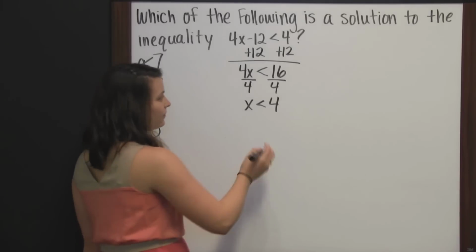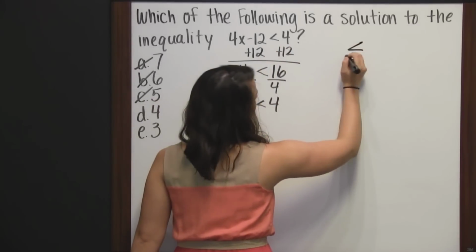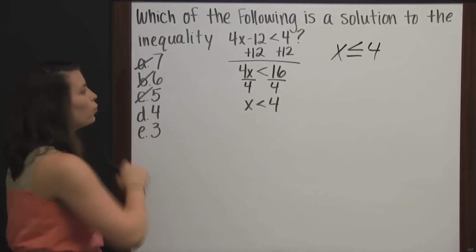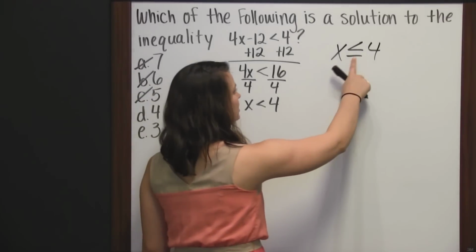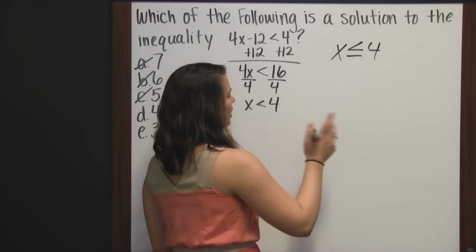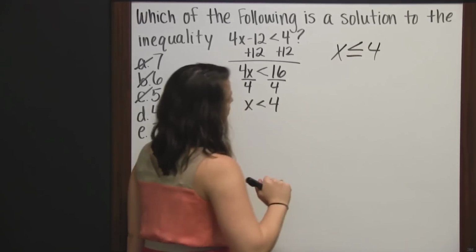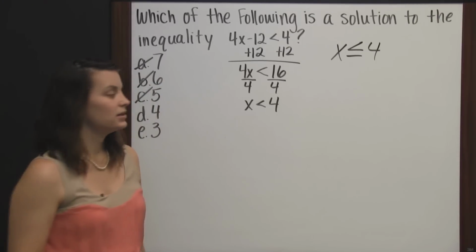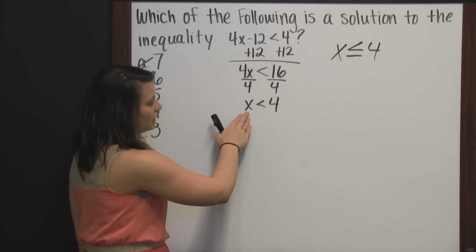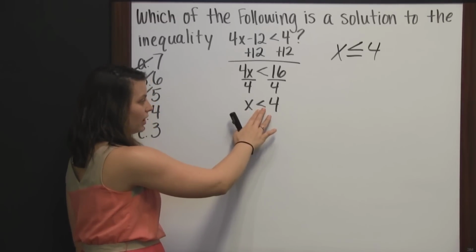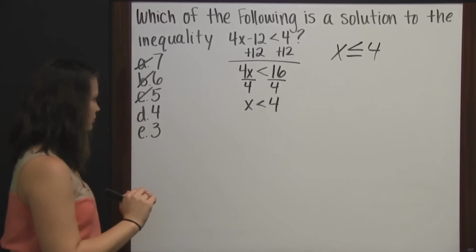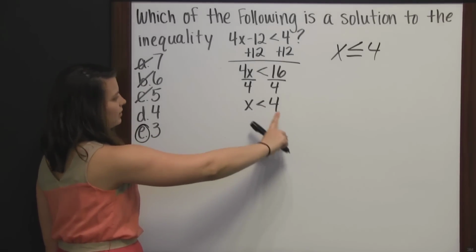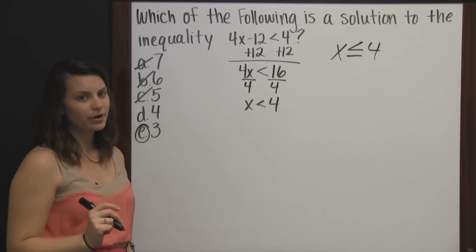No. If this were a less than or equal to sign, if it said x is less than or equal to 4, then yes, 4 would be a solution because 4 is equal to 4. And it only has to be one, either less than or equal to. But in this case, it's not a less than or equal to sign. It's simply a less than sign, meaning that this number must be smaller than 4. So our answer is E. 3 is less than 4, or 3 is a smaller number than 4.